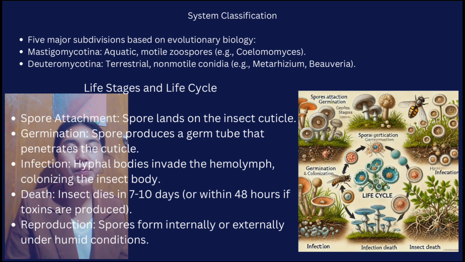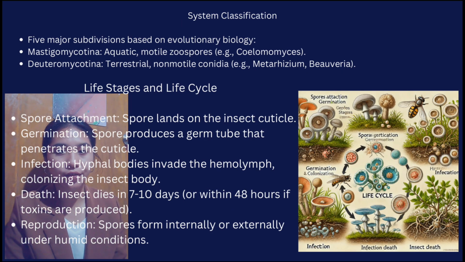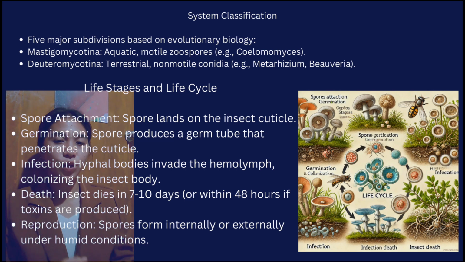So, fungi system classification. Fungi are classified into various subdivisions based on their evolutionary characteristics. One of these is the Mastigomycotina, aquatic fungi with motile zoospores, example Coelomomyces. Deuteromycotina, terrestrial fungi that reproduce via non-motile conidia. Example is Metarhizium, Beauveria. So now let's go to the life stages and life cycle of fungi.